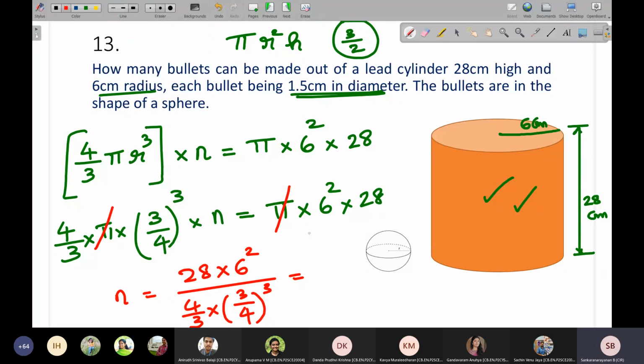So could you please tell me how much it will come to? You do the calculation and get me what is the value for n. How many bullets you can make? That is the question. So tell me how much it comes to. Every input I have presented, quickly finish the calculation and let me know how much it comes to.